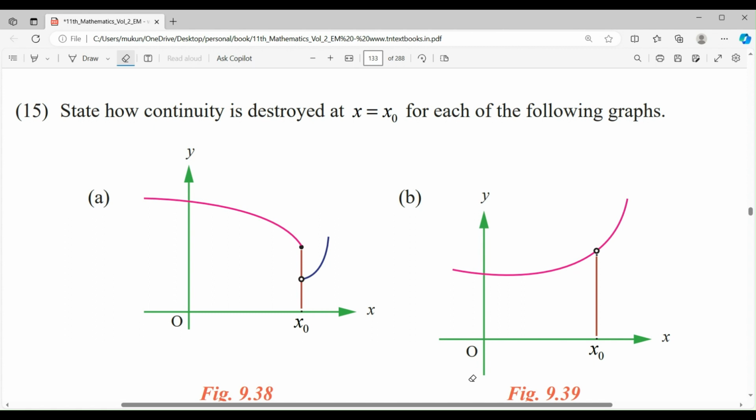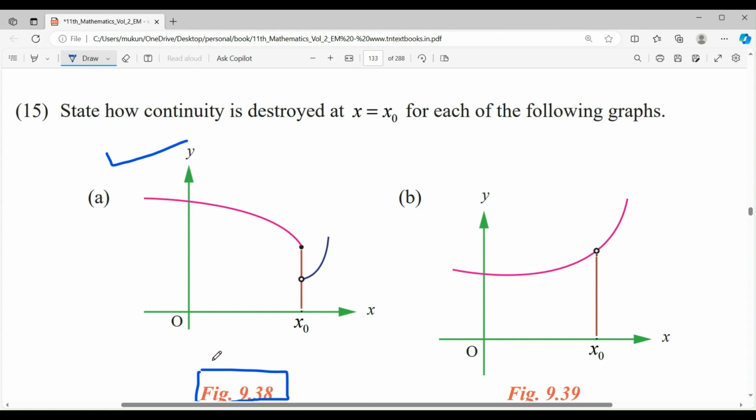So I'm going to pull out my draw and let's pick up the first graph that we have, which is this one, right? Which is under figure 9.38, which is what I've highlighted. And let's take a look at this graph. Now, the idea behind this problem is very simple. You will have to understand how to read these graphs and how to examine continuity of these graphs, right?